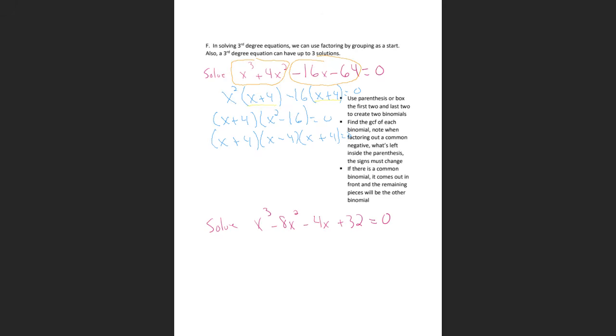So I have it factored. So now I have to set each factor equal to 0. X plus 4 is equal to 0. X minus 4 is equal to 0. X plus 4 is equal to 0. So you would have negative 4, 4, and negative 4. Notice how we have 2 different answers, negative 4 and 4. We have 3 solutions, but 2 of them are the same. So negative 4 and 4 are the only solutions to this problem.